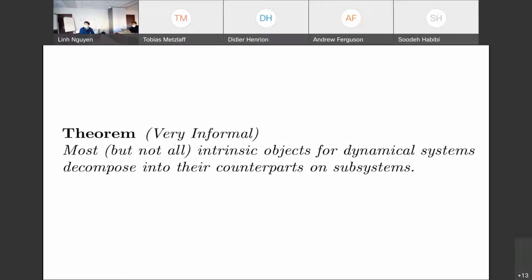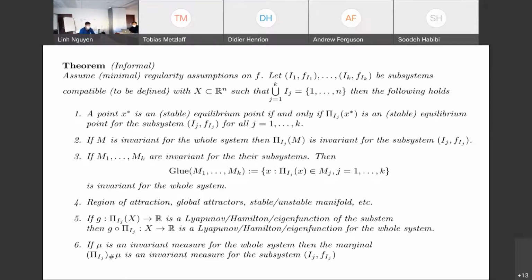Yeah. And the very informal... So for instance, would it be that you could have some stable and unstable manifold and they glue together to give something interesting?